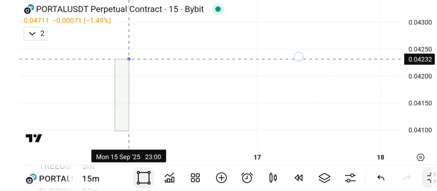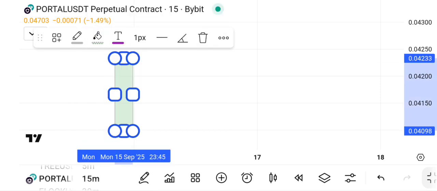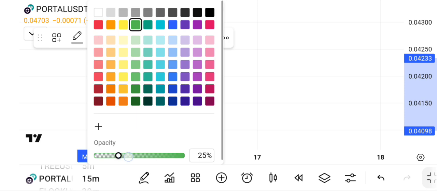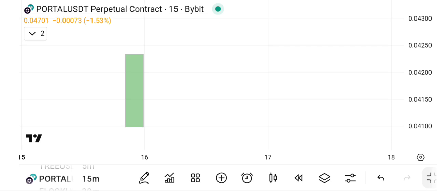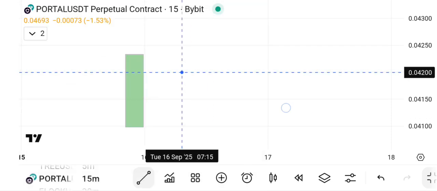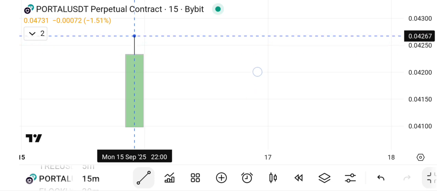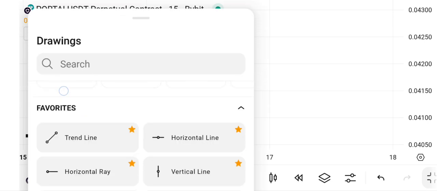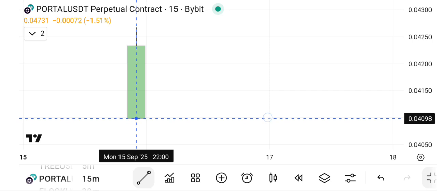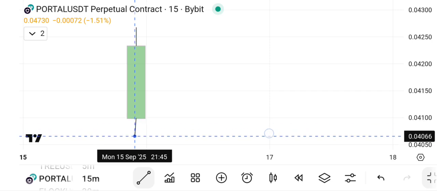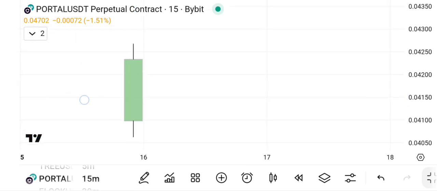When you look at this now, this is a green candle. This green candle is also called a bullish candle, which signifies that a coin is going to pump. It's one of the signs telling you that a coin is going to pump. These candlesticks are representative of what is happening in the chart. So this is a bullish candle.